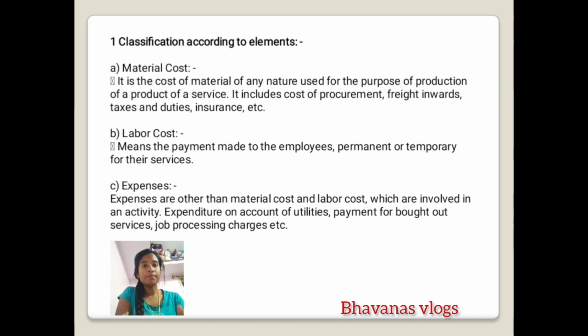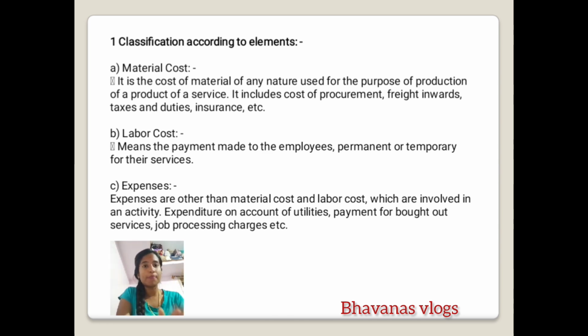According to the elements, we have 3 different types: material cost, labor cost, and other expenses. Basically, material cost is the cost of any nature used for the production of goods or services. For the production purpose, fixed expenses or the service expenses can be said as material cost. While making the production and during transportation of the services, the material cost can be fixed. It includes freight, tax, duties, insurance, and many others.